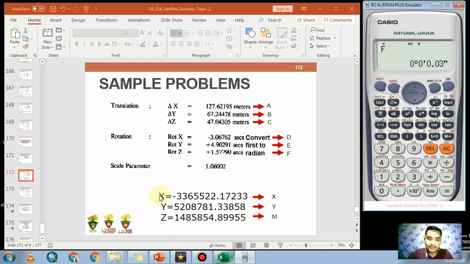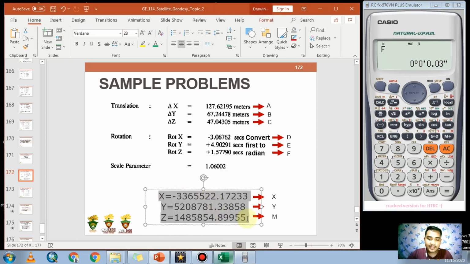So kani ang given XYZ sa atong problem kaganina, and we need to store this one in memory X, Y, and M. To do that, again, negative 3365522.17233 ato siyang i-store sa memory X. Next is 5208,781.33858 ato siyang i-store sa memory Y. And si Z is 148,5854.89955, store sa memory M.